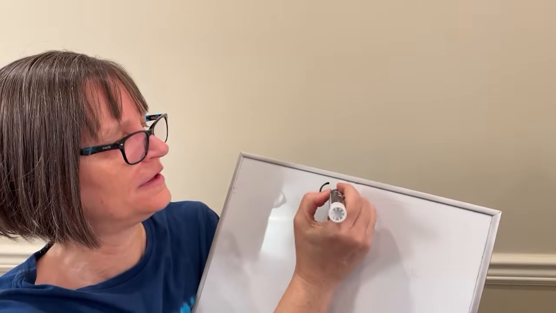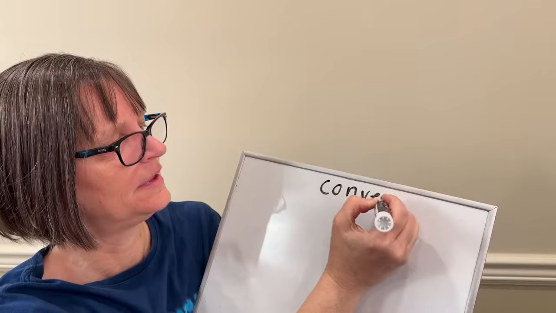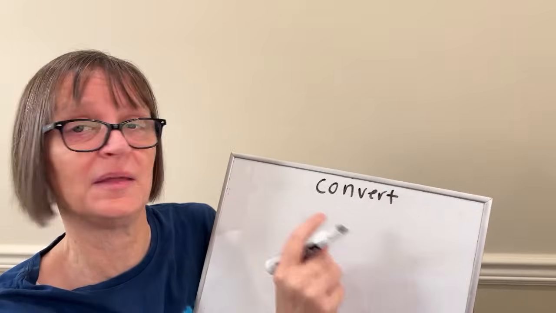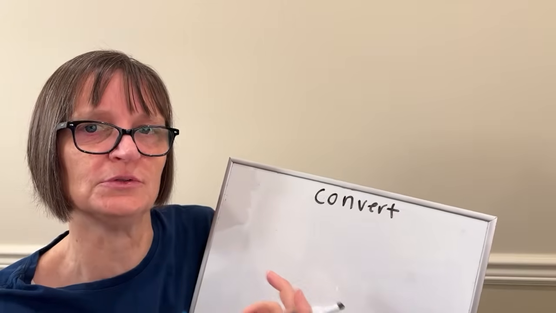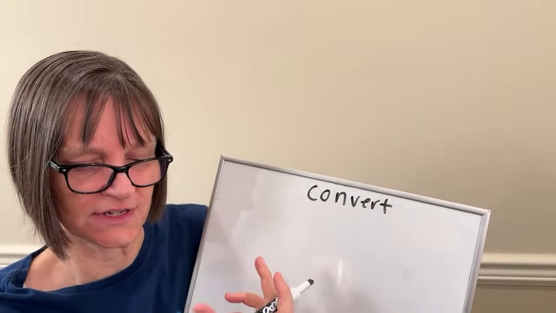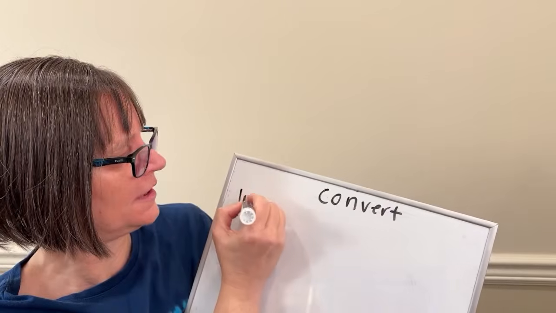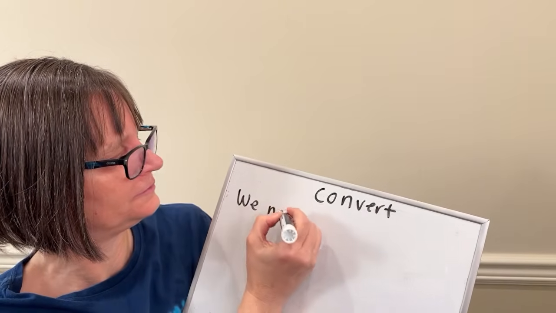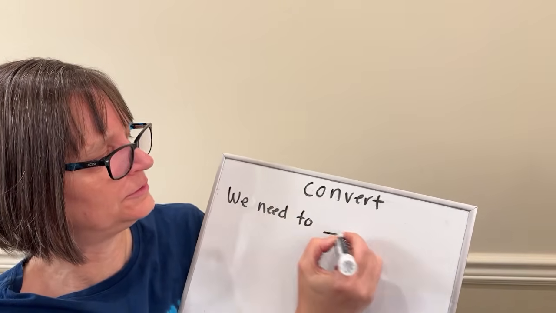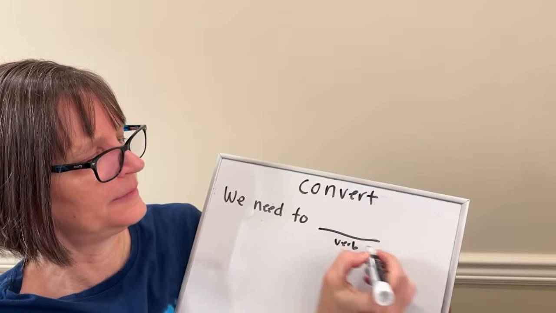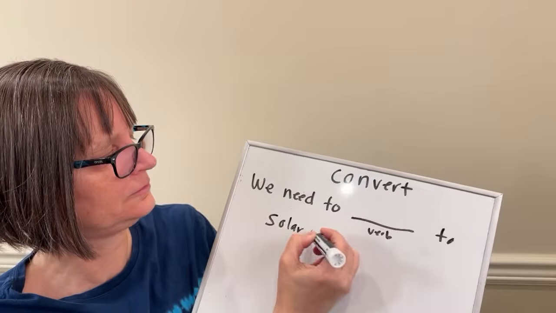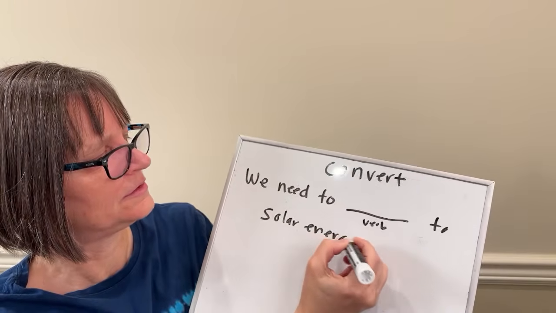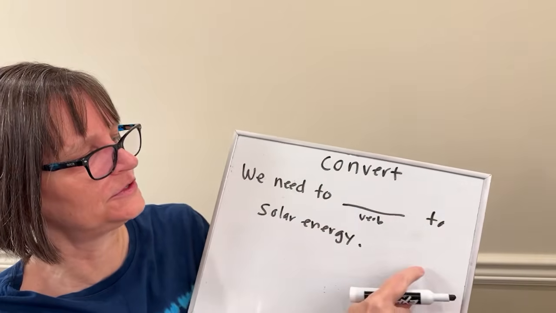So another word we have. So you can just think about how it might be as a noun and how it might be as a verb. I find it easier to put it into use, to put it into an actual sentence. So let's try for the verb. So we need to convert to solar energy.